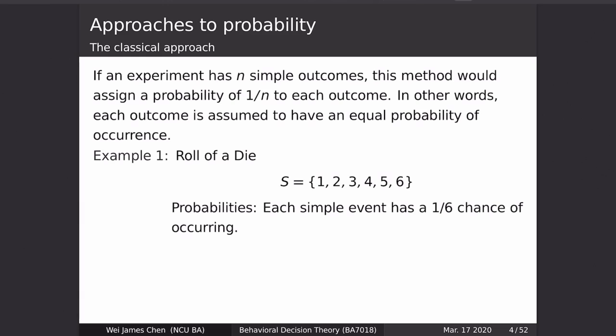So the first one, the classical approach: if an experiment has n sample outcomes, this method will simply assign a probability of 1 over n to each of these events. In other words, we assume that if there are n different cases, each of them has the same probability of happening. A simple example is rolling a die. If you roll a die, 1 to 6, each simple event, 1, 2, 3, and so on, must have a probability of 1/6. Okay?